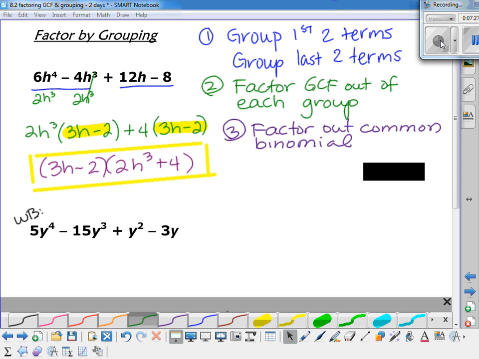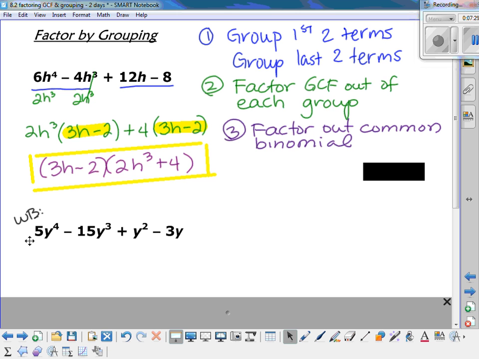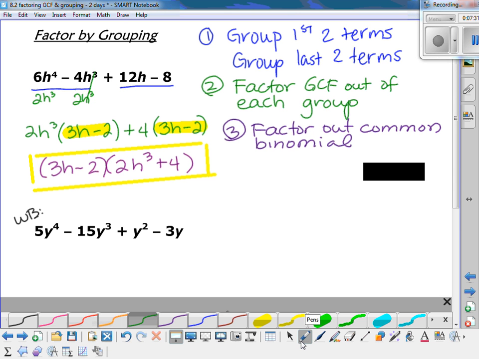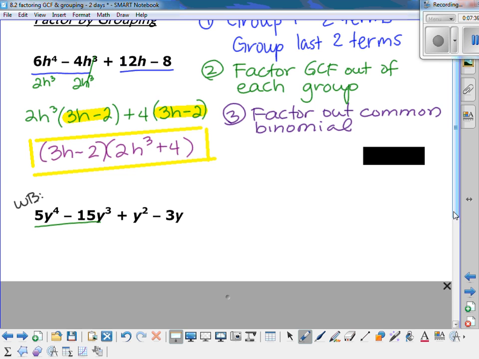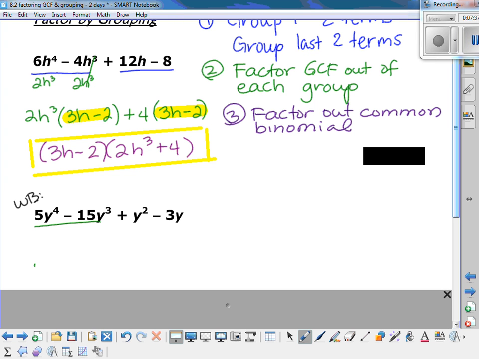Okay, so if we look at the first two, your GCF is 5y cubed, right? Okay, so then I'm dividing both of these by 5y cubed and putting what's left in the parentheses. So the 5's cancel out here, and I just have a y left, right? And then here, this becomes 3, and those cancel out. So it's just y minus 3.